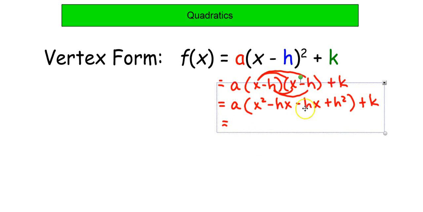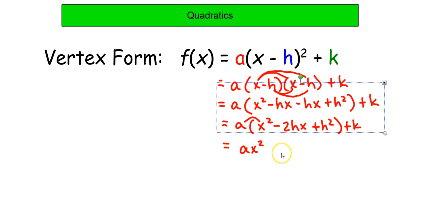Simplify a little bit further. So we want to take the parentheses and combine our like terms. I have two xh's here, so we can combine those. So that's minus 2xh plus h squared plus k. And now I can go ahead and distribute this a term. And when I do that, I get ax squared minus 2ahx, where I multiply my a times the second one. And then the a times the third one is plus ah squared plus k.